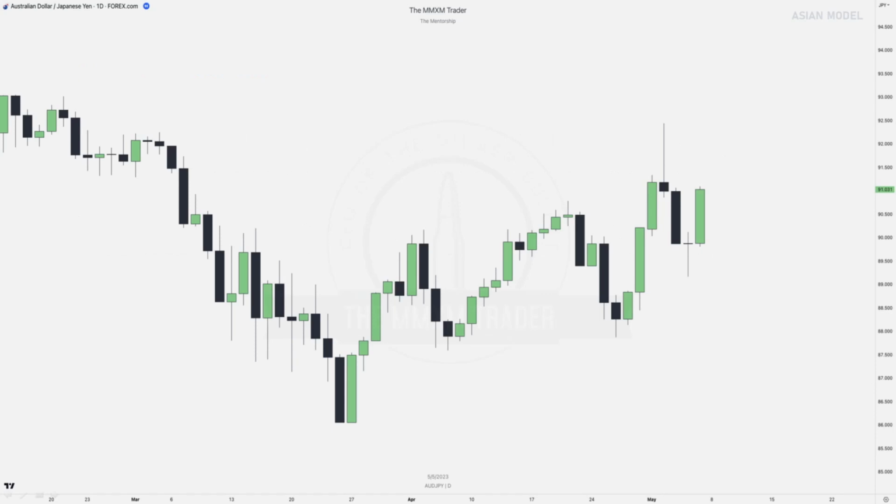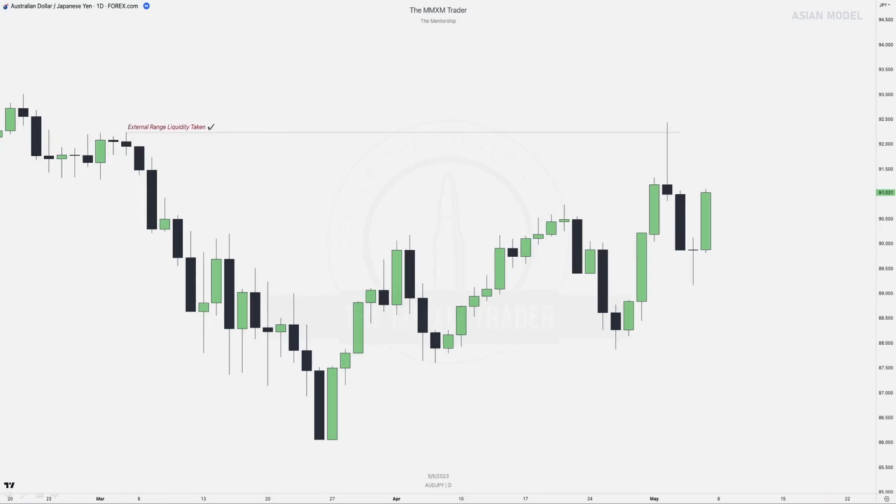So over here we've got the Australian dollar Japanese yen daily chart. We're still going to go over our higher time frame draw, right? We need to know if we're coming from internal or external. So what do we see on this chart? We've got that external range liquidity taken, right? So we move from external to internal and from internal to external. We can see that over here, this high has been taken out. So external range liquidity has been liquidated, and now we move back into internal range, which is this fair value gap.